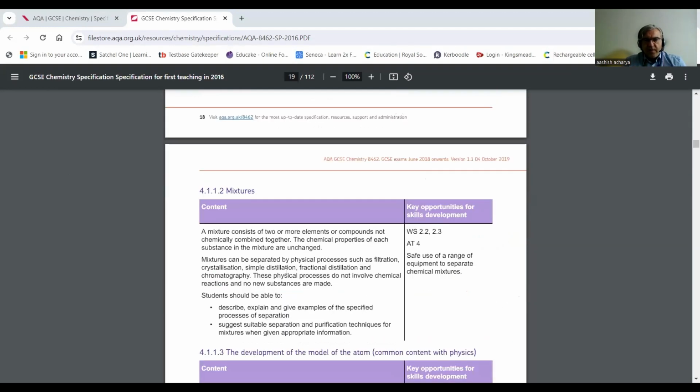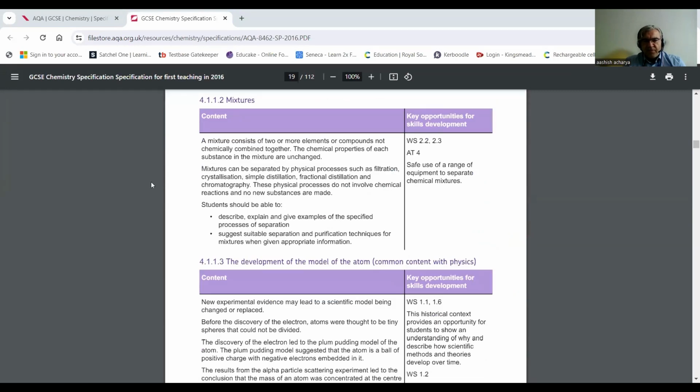So if we look, it's talking about mixtures. Mixtures consist of 2 or more elements or compounds not chemically combined, so we can use the physical properties of those substances to separate them. Mixtures can be separated by physical processes, such as filtration and crystallization. Crystallization appears in chemical changes, so you need to know how to make a salt.